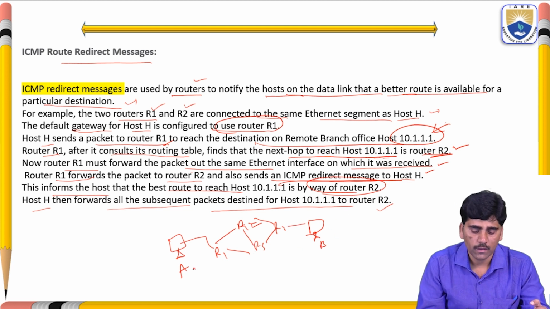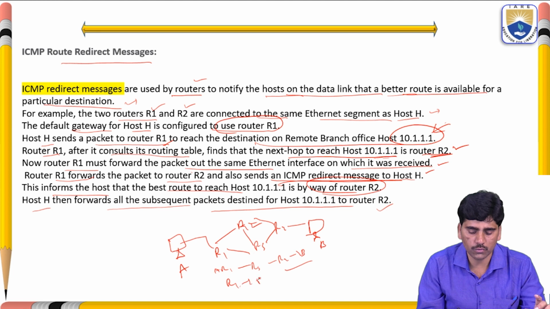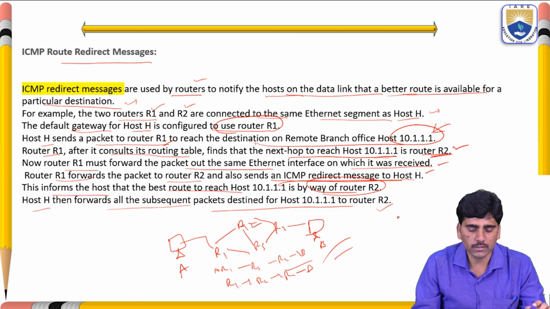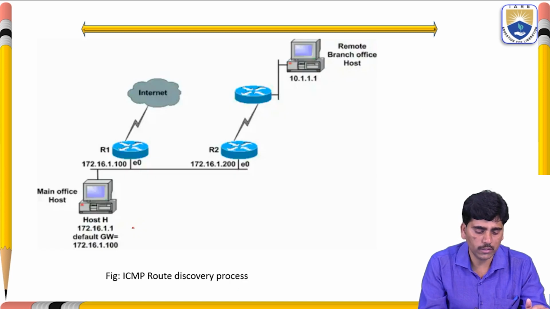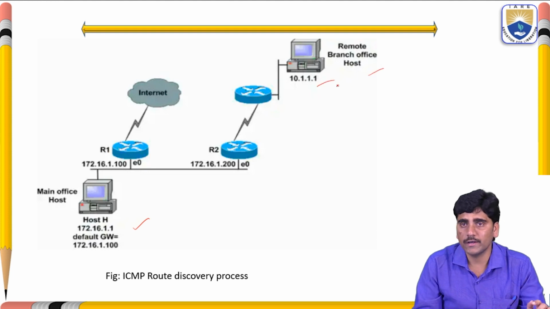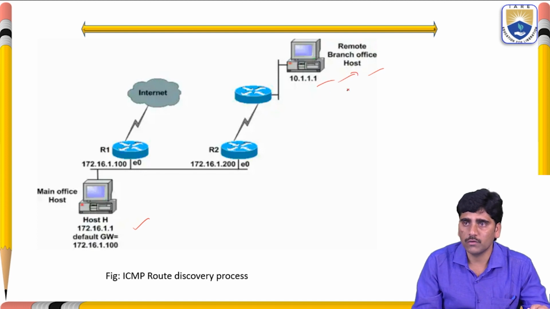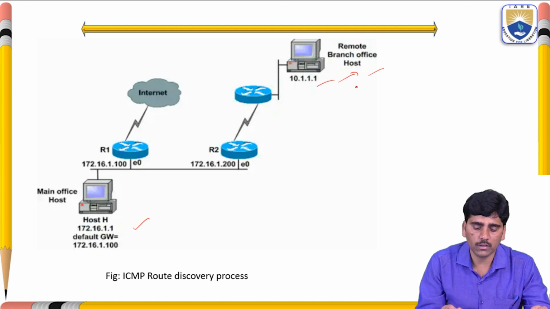Here the data has to be transmitted from A to R1, then next to R3, then next to R4, then next to B. Or you can also say R1 to R2, R2 to R4, R4 to B. We can see in the diagram itself, the host H1 is the main office host and the remote branch office host is 10.1.1.1. Now the host H wants to communicate with the remote branch office host and send information to it.